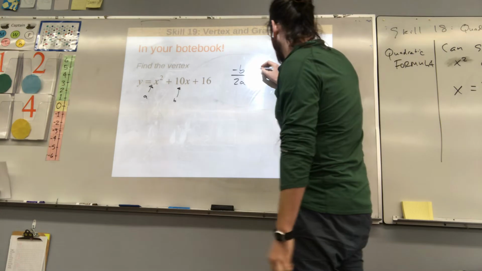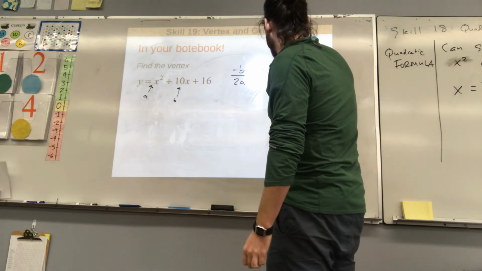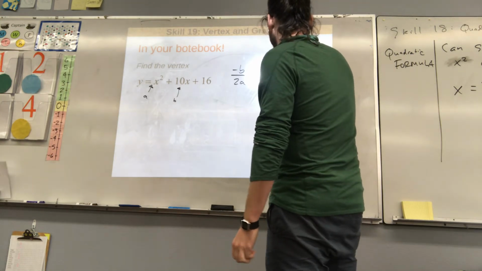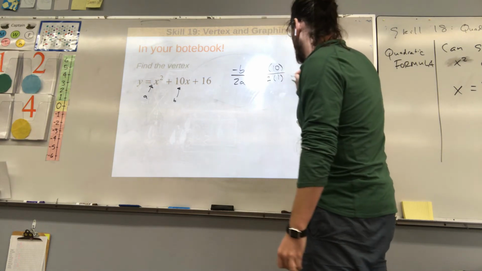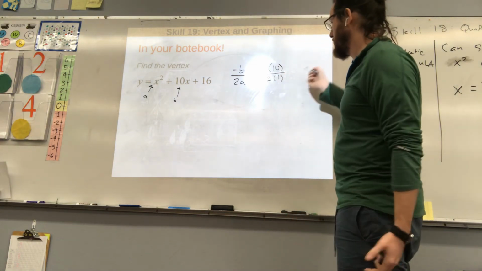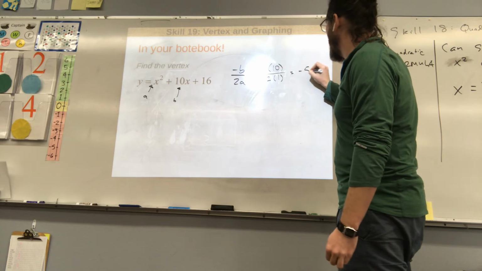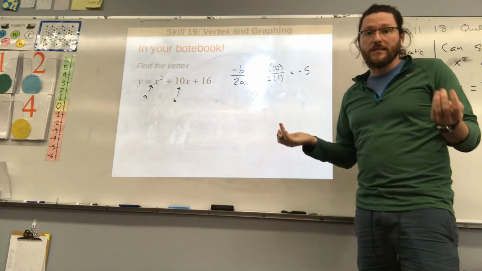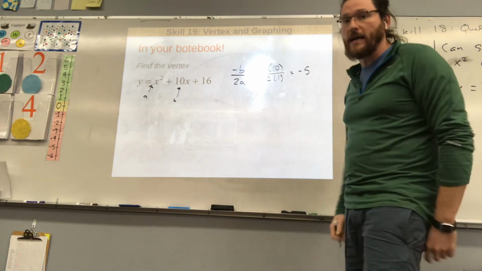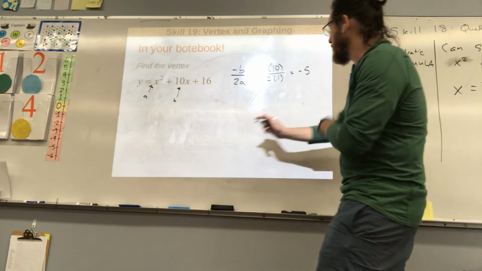So we're going to plug in our numbers. We end up with negative b, negative (negative 10), divided by 2 times a, which is 1. 2 times 1 is 2. We end up with 5. And you hopefully see that that's a little bit shorter than finding the two solutions and adding them together. But again, we're trying to find the vertex.